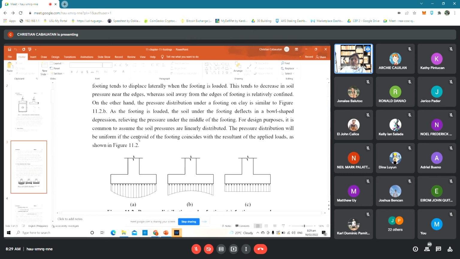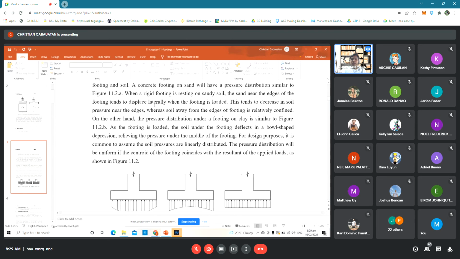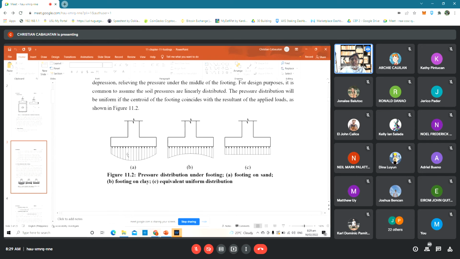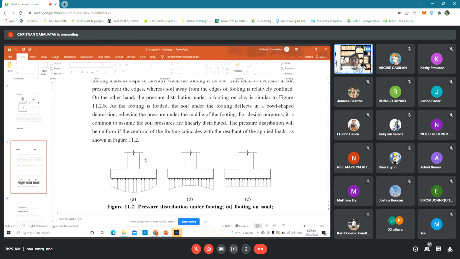So when a rigid footing is resting on a sand soil, the sand near the edges of the footing tends to displace laterally when the footing is loaded. So it tends to decrease the soil pressure near the edges of your footing. You can see that the pressure is larger in the middle of your footing than at the edges, or the sides, of your footing.